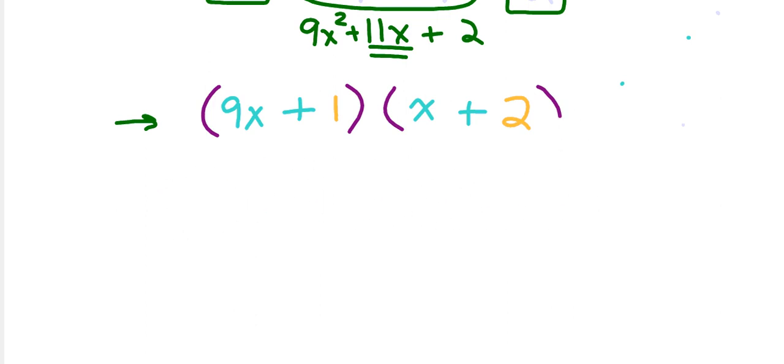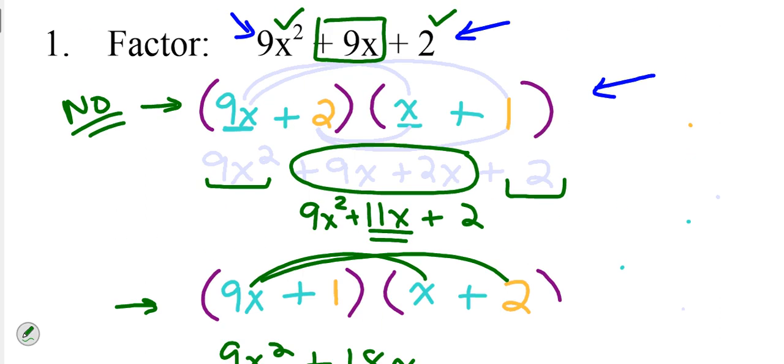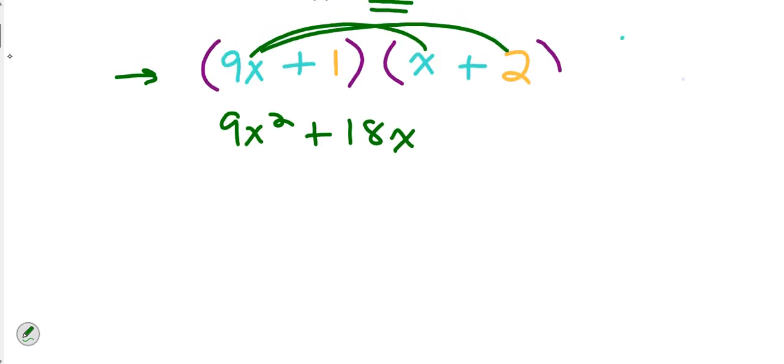We're going to do the same check, which the check says 9x times x is 9x squared, so we're good there, right? 9x times 2. Oh, no, we can already see that's not good. We got an 18x there. What do we want? We want there to just be a 9x. So we already can tell, no, this one's not going to work. We can just stop here.